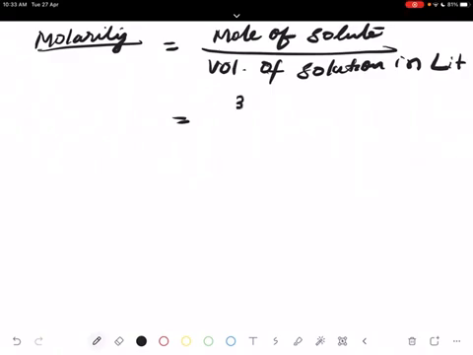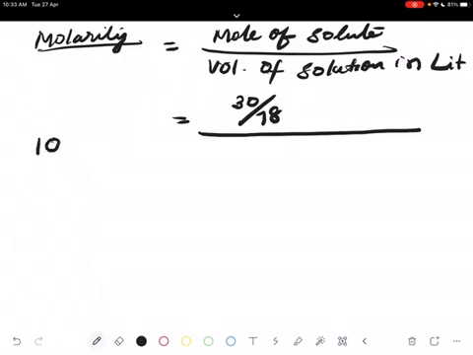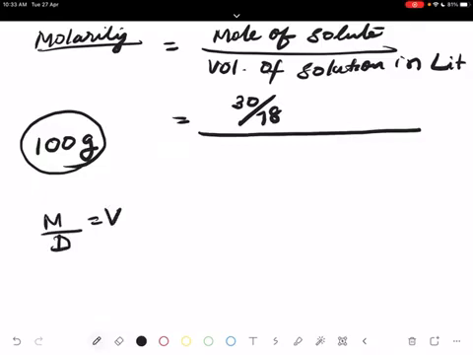That is 30 upon 78, right? Moles of solute. Now volume of solution in liters. Solution volume is not given, but solution weight is given, that is 100 gram. So first you convert this 100 grams into volume. You know that mass by density is volume. So if they provide the density of the solution, you can find out the volume, and that volume you have to put in liters.